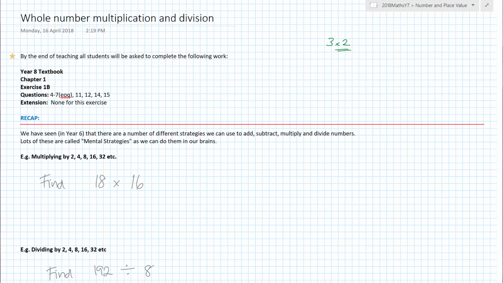Those of you who are cursed with having to be taught by me, that is the exercise that I would like you to do. Exercise 1B, and those questions there. Again, extension questions, probably not so much for this.